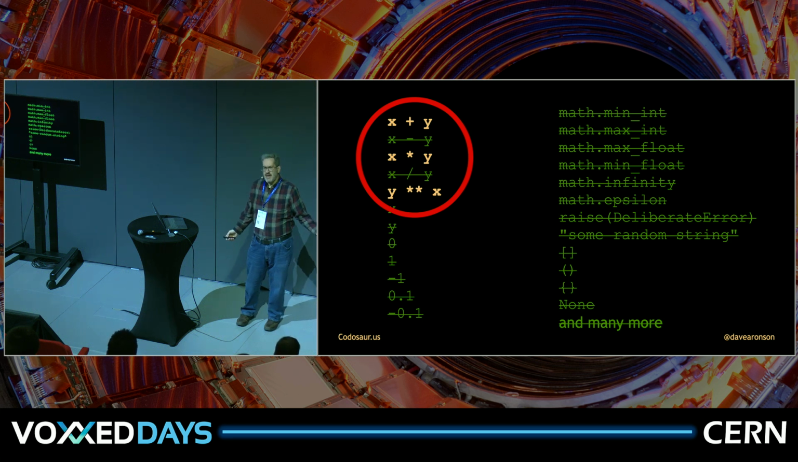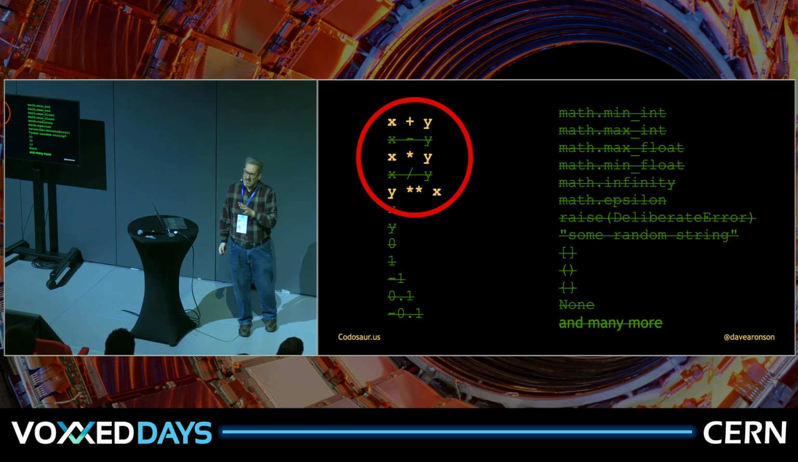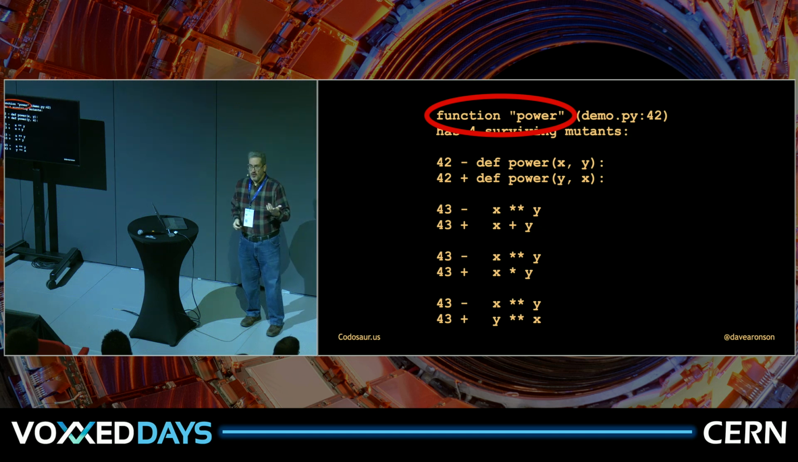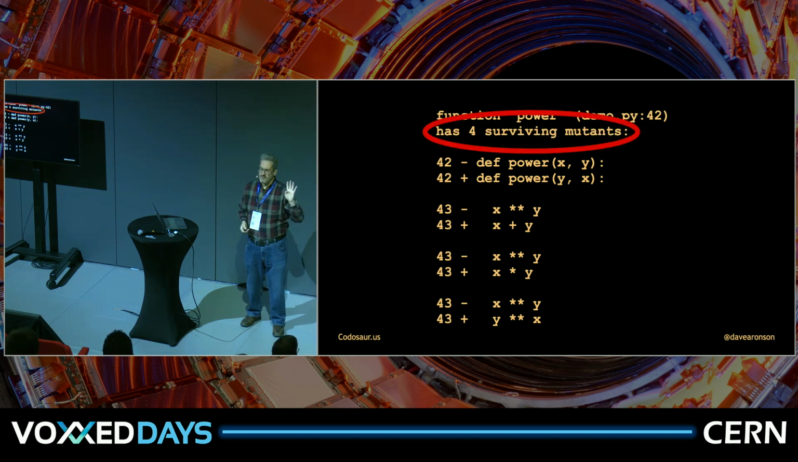So how do we see this happening? When we run a mutation testing tool, it gives us a report roughly like this. Now, the actual format is going to vary enormously, but semantically, the information should be roughly the same. To unpack it, it's telling us that if we change the function called power in file demo.py, line 42, in any of 4 different ways, then all its tests would still pass. And then it goes on to tell us what those 4 ways are.